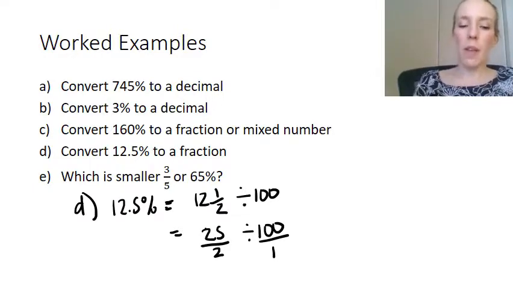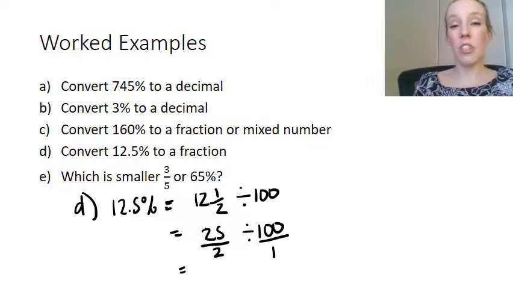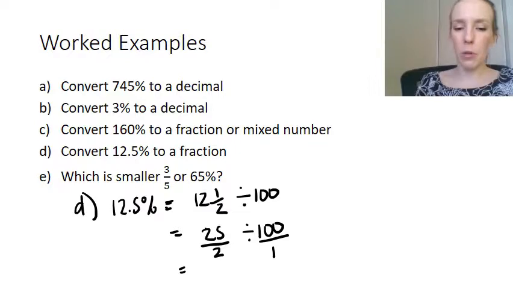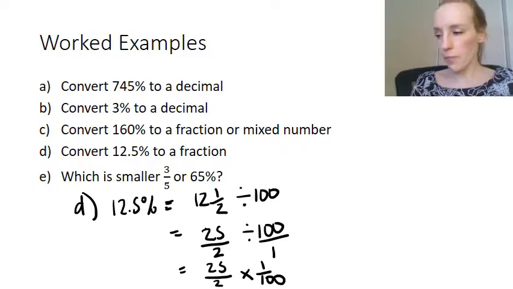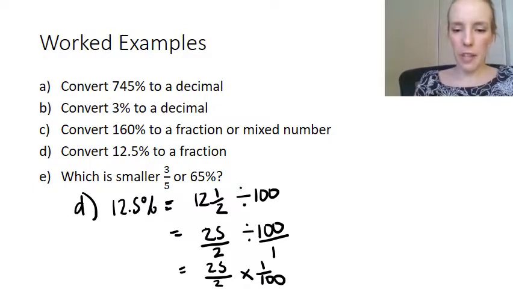So hopefully you remember that when we're dividing fractions, we actually turn the division sign into a multiplication and do the reciprocal for our second fraction. So it's 25 divided by 2 times 1 over 100. I've run out of space, so I'm going to move over here, but you would just continue down the page.